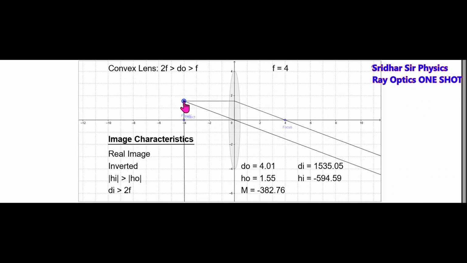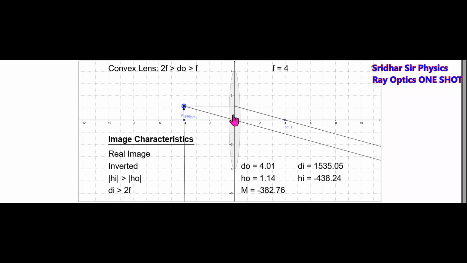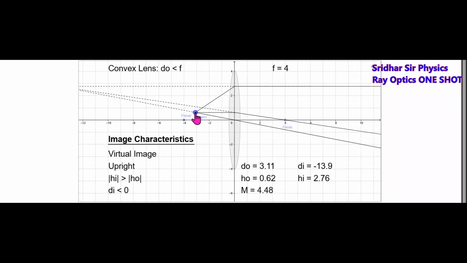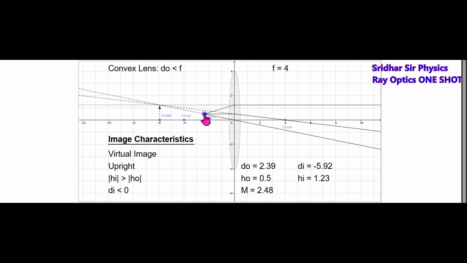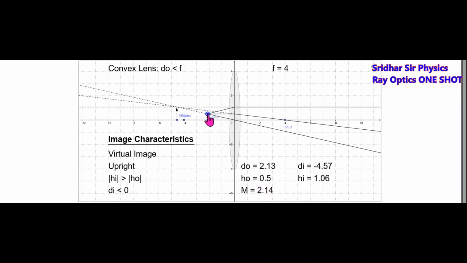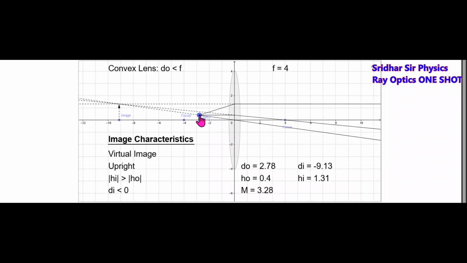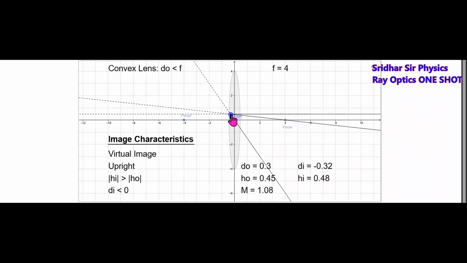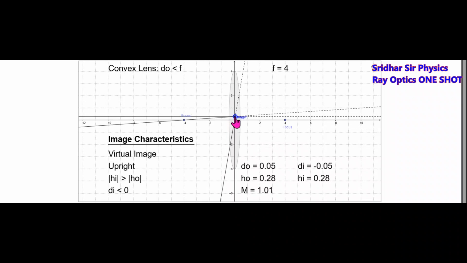If the object is at focus, what about the image? The image will be at infinity. Next, if you see the object here, object between focus and the pole, the image will be virtual, erect, and magnified. Anywhere you can move here. And if the object is at pole, the image will be at pole only.